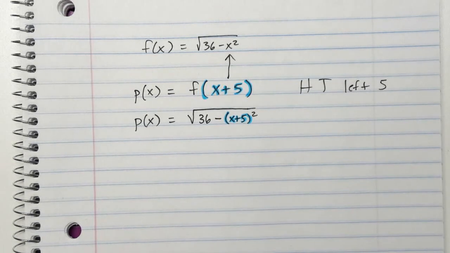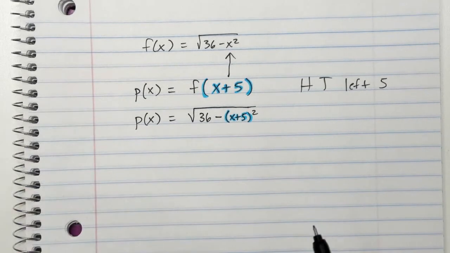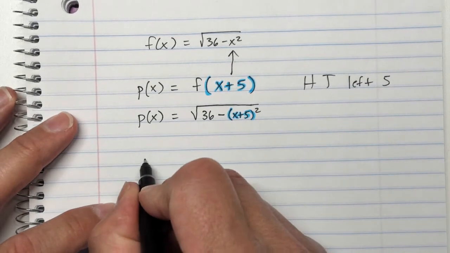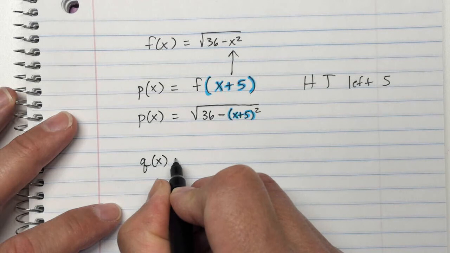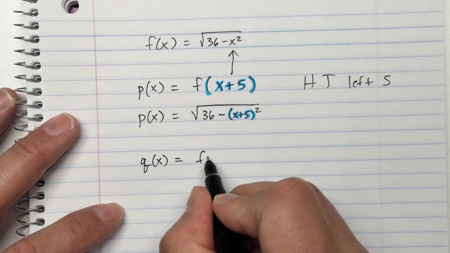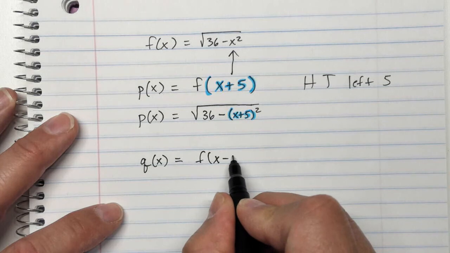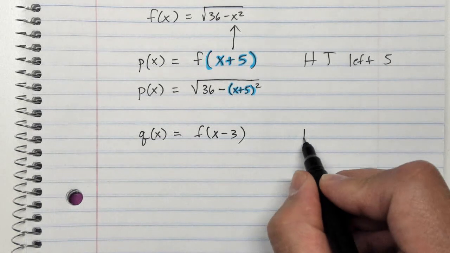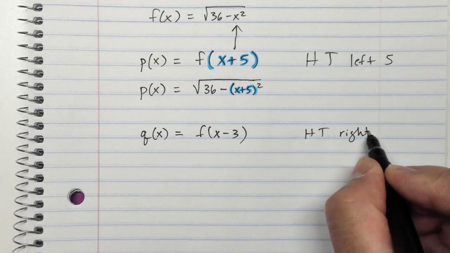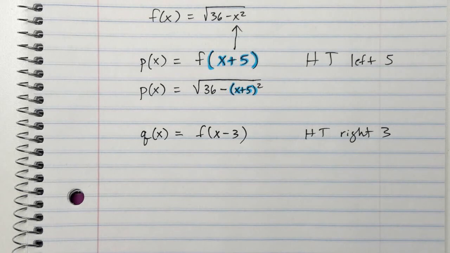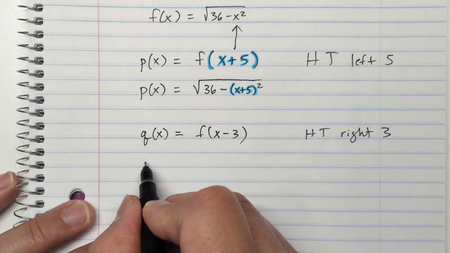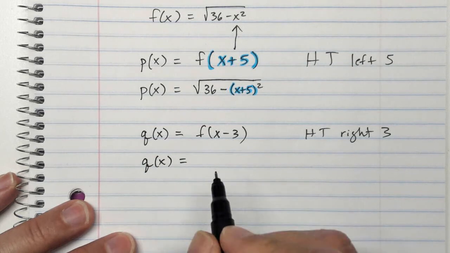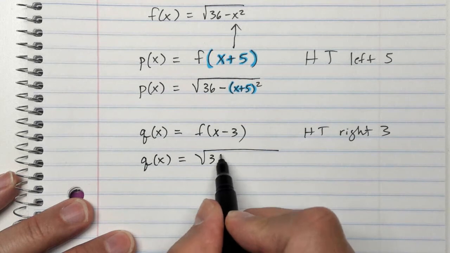Okay, what's after P? P, Q. I'm going to do another horizontal translation, but this time I'm going to go to the right 3 spaces. Horizontal translation right 3 spaces. Remember, it's a translation, so it's still going to be a semicircle with a radius of 6. It's not going to be distorted at all.